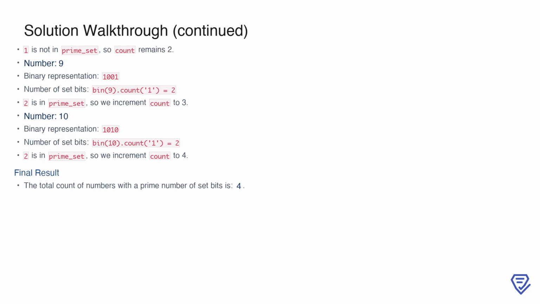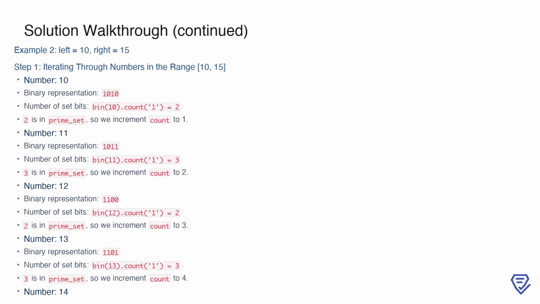For the number 10, the binary representation is 1010, which also has 2 set bits. Again, since 2 is a prime number, we increase the count to 4. At this point, we've processed all numbers in the range 6, 10, and the total count of numbers with a prime number of set bits is 4.